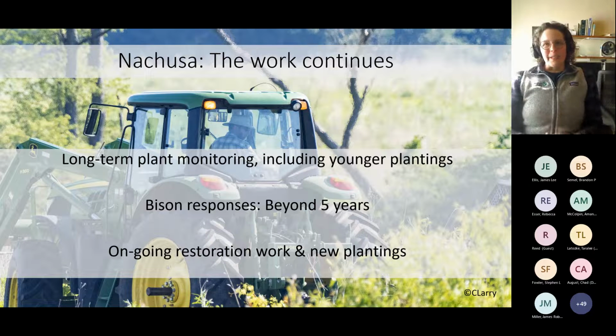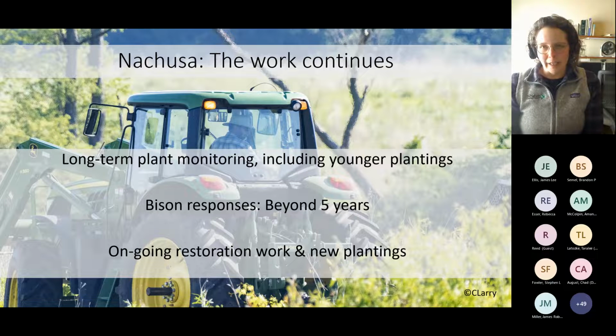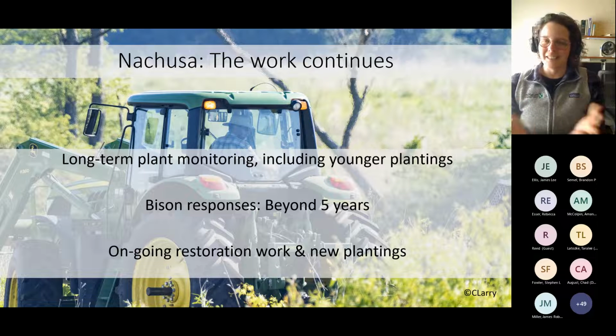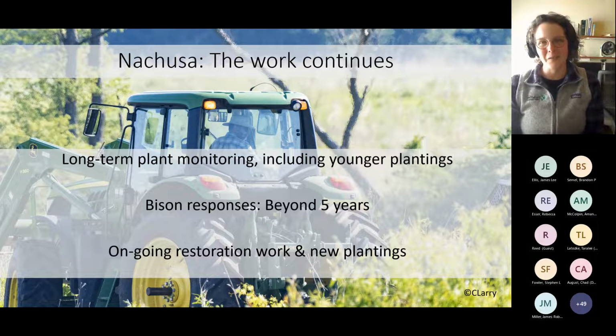So at Nachusa, the work continues. We are continuing data collection for long-term plant monitoring, including younger plantings where our reconstruction techniques have changed over time as we've learned lessons. We now tend to plant with a more species diverse mix, fewer grasses in that mix. We're also continuing to collect data around the bison reintroduction. And like I said, I hope maybe in another 5 years, I can come back and talk about 10 years of bison responses on the landscape.